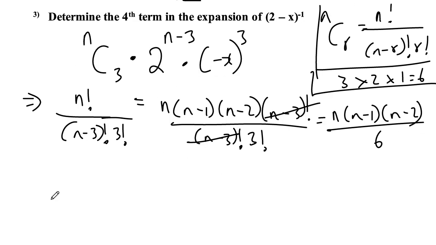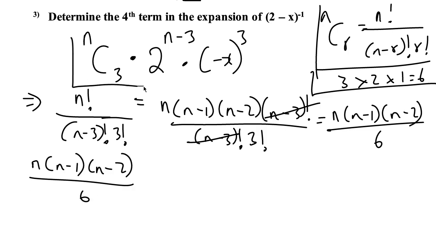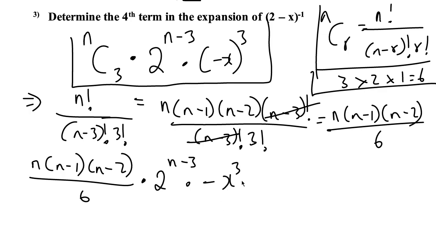So with this now, what happens next? We have n into n minus 1 into n minus 2 over 6, multiplied by 2 to the power n minus 3. Then what is negative x to the power 3? It is negative x cubed, because negative x times negative x is x squared, then x squared times negative x is negative x cubed. Agreed? So with this now, you just simply substitute n.